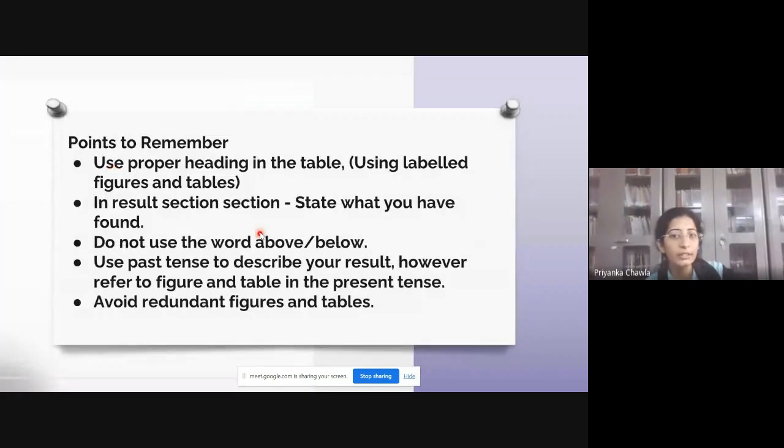If we talk about the results section, state what you have found. Do not interpret the result, only note down what you have found. Do not use the words above and below, that means the above table represents, the below table represents. Do not use these words. While interpreting your result, use past tense to describe your result. However, for figures and tables, we should use present tense. Avoid redundant figures and tables.